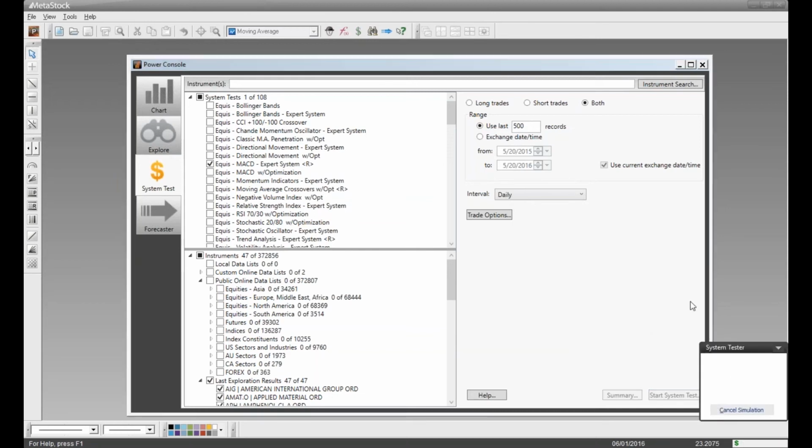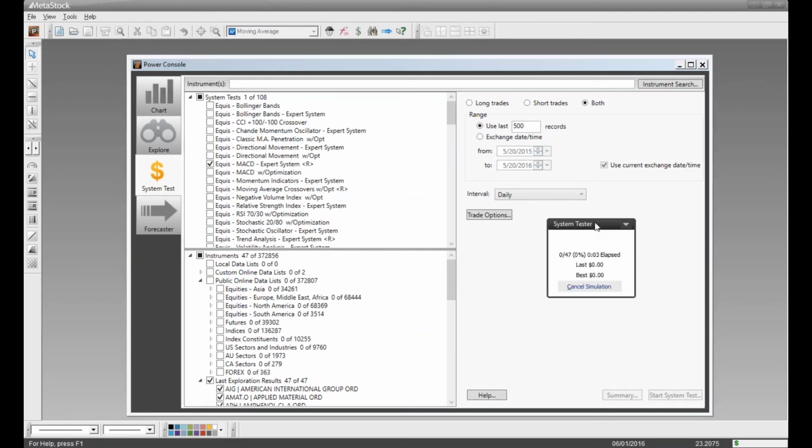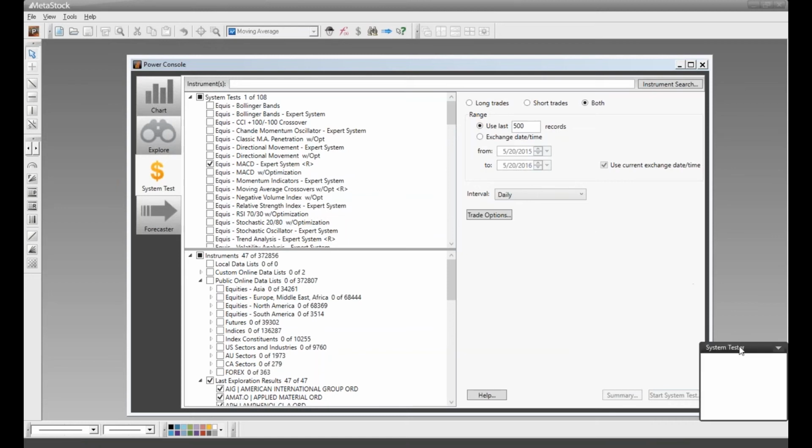We're going to run this system test, and it gives you this little box right here that's going to give you an update as to how fast it's moving, which it's cruising right along, so we're going to be done here in just a second. So the system tester is done.